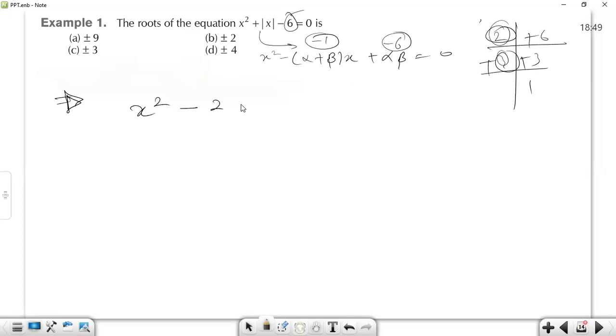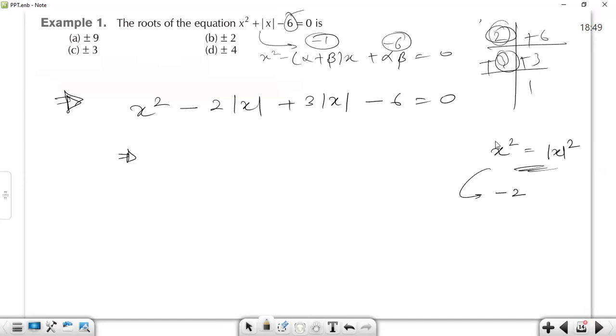x square minus 2 modulus of x plus 3 modulus of x minus 6 equals 0. So we can write modulus of x in this format, right? Correct? Yes, sir. We know x square can be represented as modulus of x square. Yes, they are both equal. Let's take minus 2. Minus 2 whole square will be 4, and the modulus of minus 2 is 2, and its whole square will be 4. So simple, they can be written this way.